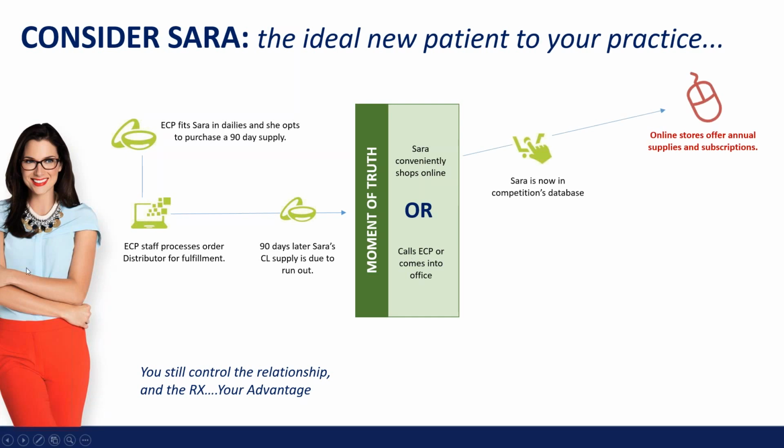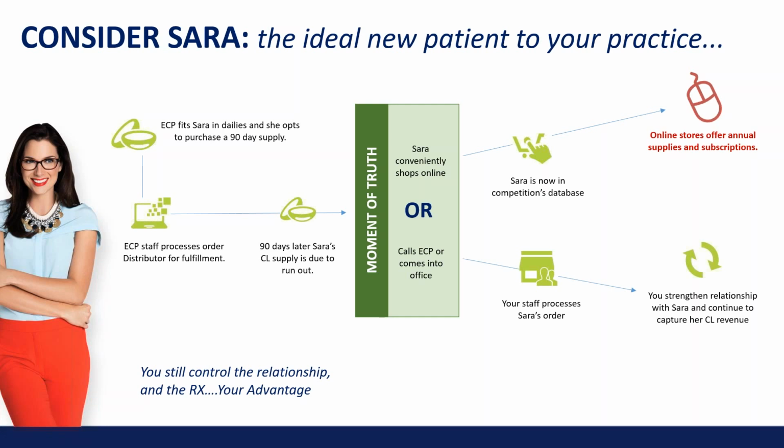If she conveniently shops online, now Sarah's data is in the competition's database, and she's peppered continuously with other marketing material to help drive an online competitor's revenue. If the team processes the order either over the phone or in person, then that relationship's maintained, and you can continue to strengthen that as she orders more. Question is, what path is she likely to follow?